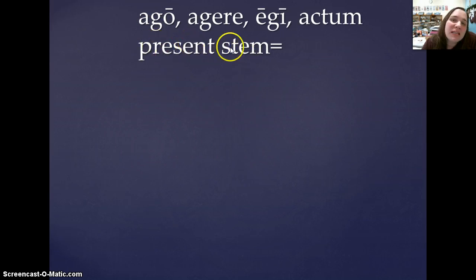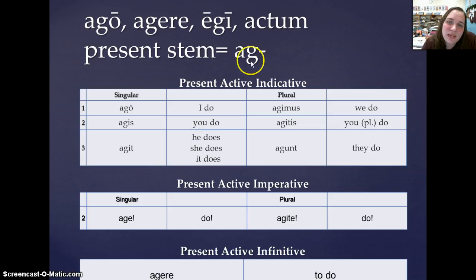What do you think our present stem is going to be? What do we have to do? Which principal part do we need? So second principal part, remove the ere, which means that our present stem is ag.